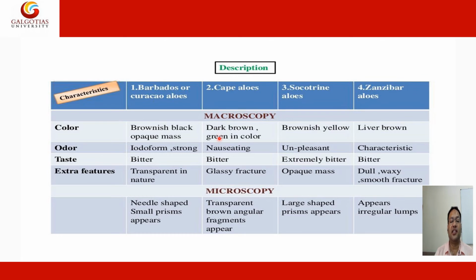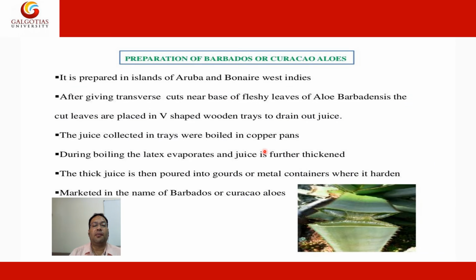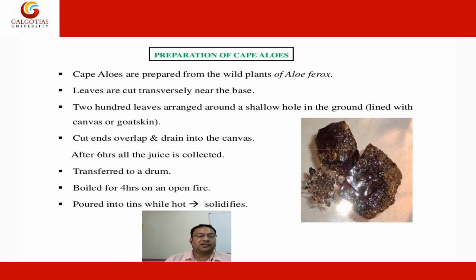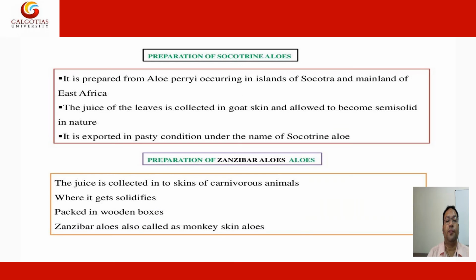These are the description and their microscopy, like Cape aloe, Socotrine aloe, Zanzibar aloe, like the microscopy, odor, test, microscopy, preparation and preparation. There are different types of preparation for the aloe.